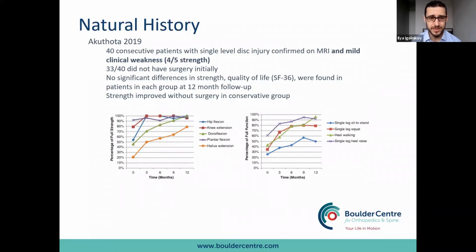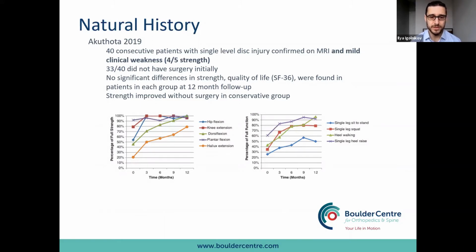This is a really interesting study by Dr. Akithoda and Dr. Polsteris that was done in 2019. This is 40 patients that they looked at who had a disc injury confirmed on MRI and mild clinical weakness. So the relevance of that is if you have weakness and a disc injury with leg symptoms, oftentimes these patients are quickly rushed to surgery.